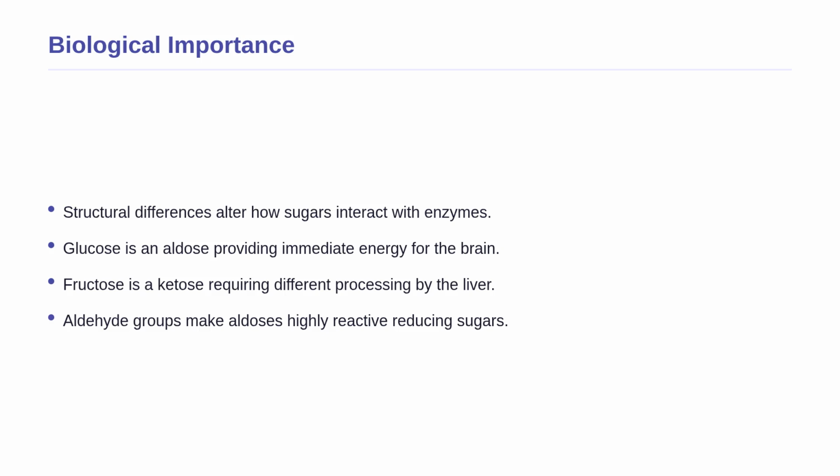Understanding this structural difference leads us to ask why nature bothers creating two versions. The placement of that carbonyl group drastically alters how the sugar interacts with enzymes in your body, much like a differently shaped key fitting into a different lock. For example, glucose is an aldose and serves as the primary immediate energy source for your brain and muscles. Fructose, however, is a ketose found in fruits, and your liver must process it differently before extracting energy.